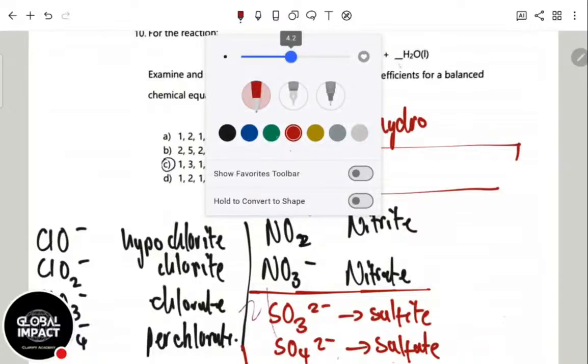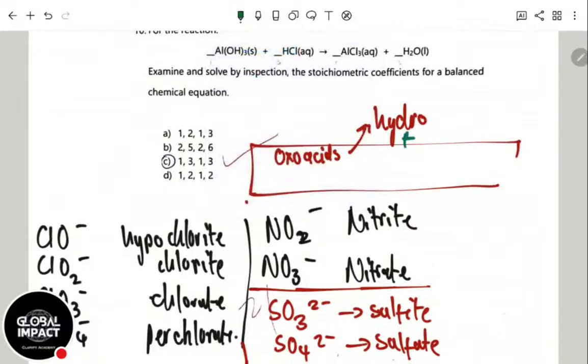Then after you have your hydro, you are going to have what? You are going to have the ate and the ite. Ite will change to ous. The ate will change to ic. And you are going to enjoy. This is what you have. Then the rest, you go for it. Okay.